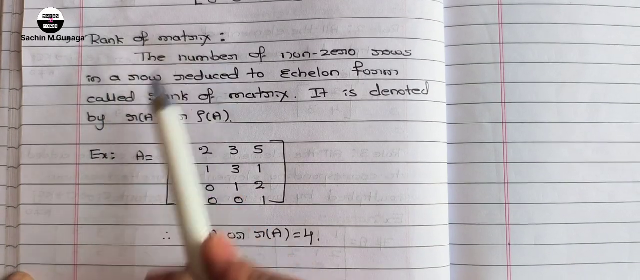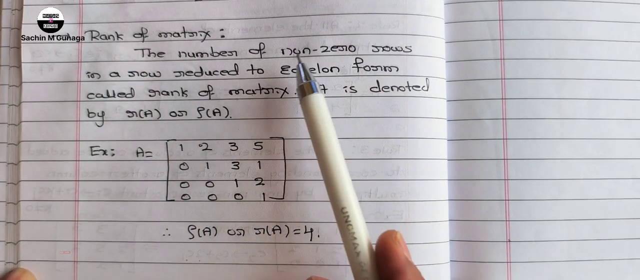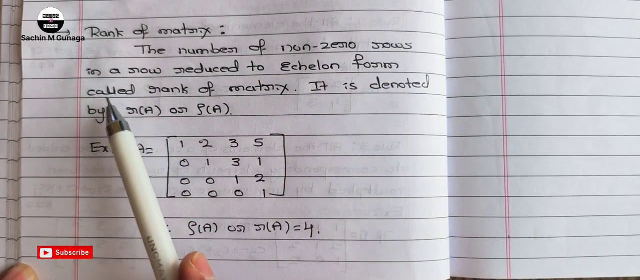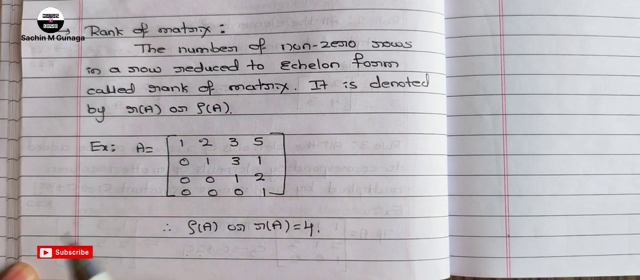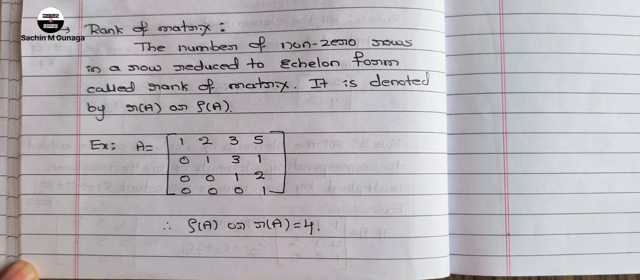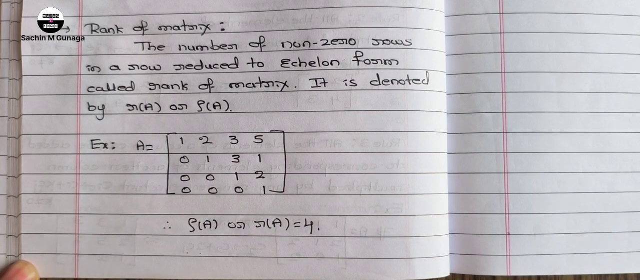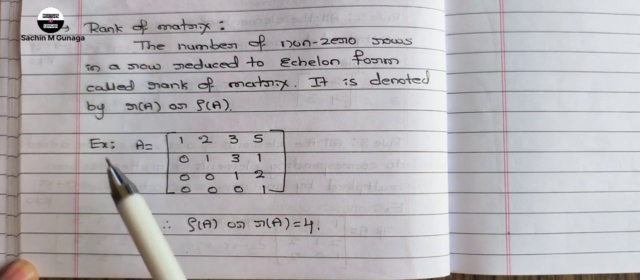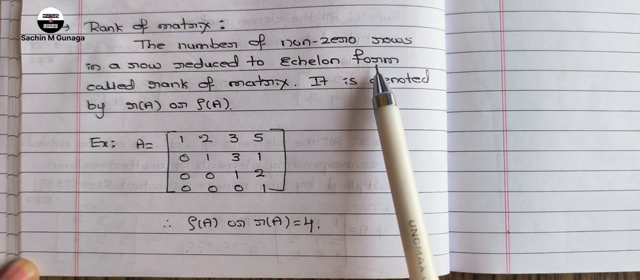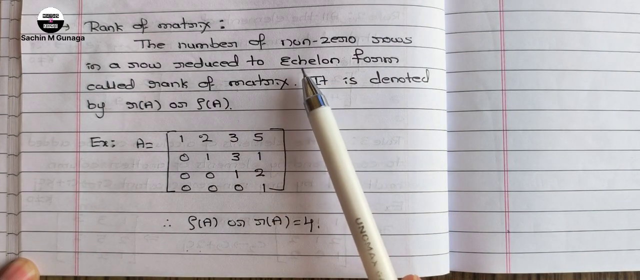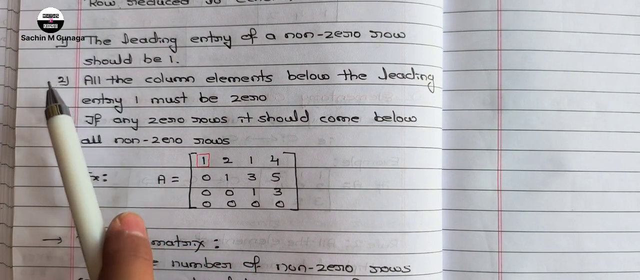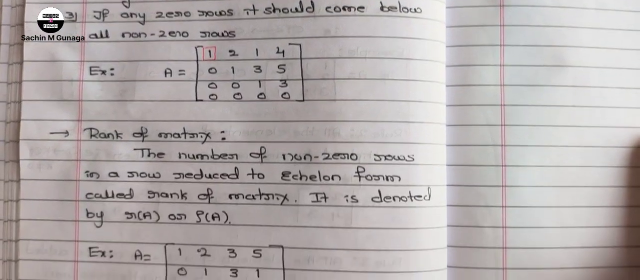Next, rank of matrix. The number of non-zero rows in a row reduced echelon form is called the rank of the matrix, and it is denoted by R of A or rho of A. So if you want to find the rank of a matrix, first we should reduce the given matrix into echelon form. Already we know, to reduce the given matrix into echelon form, we need to remember these 3 points. Point number 1, point number 2, point number 3.